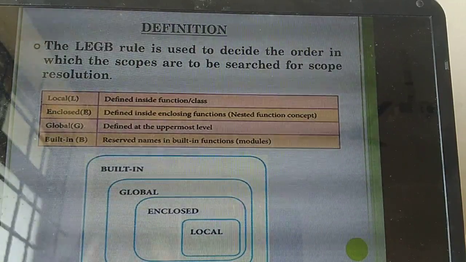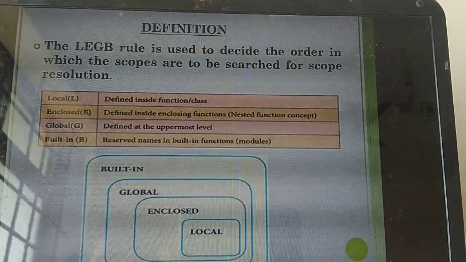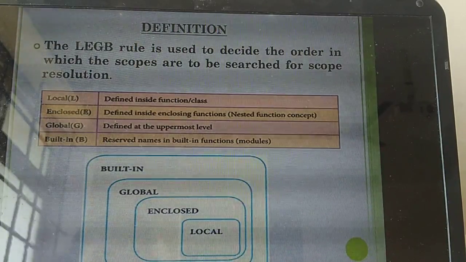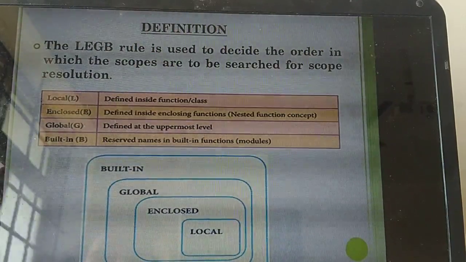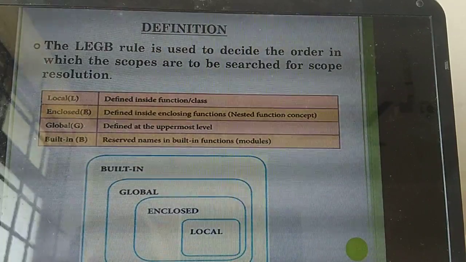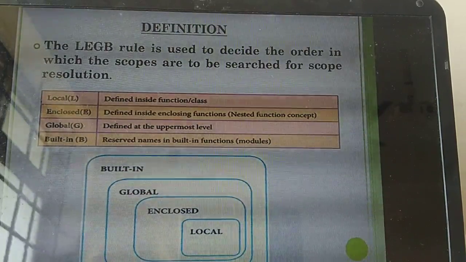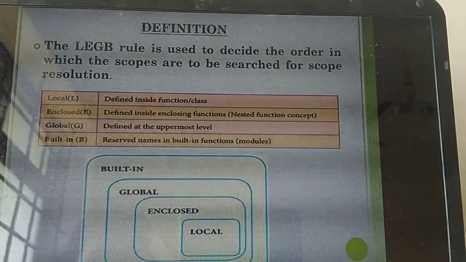L means local. Local means it is defined inside the function or class. That means in a program, inside the class or inside a function, the variable you define has local scope.